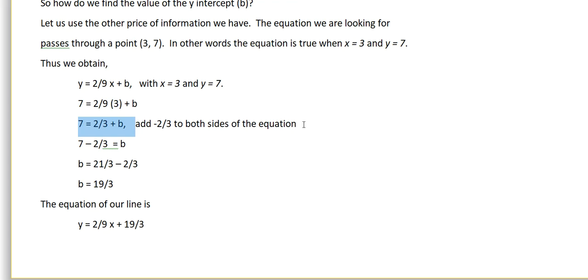We're going to subtract 2/3 from both sides of the equation. So 7 minus 2/3. The 2/3 vanishes from the right side of the equation, and we've solved for whatever the y-intercept b is. So b is equal to 21/3 minus 2/3. In other words, 3 times 7 over 3. We're expressing 7 as a fraction over 3, and then we can subtract those fractions. So b is equal to 19/3. And the equation of our line is y equals 2/9 x plus 19/3.